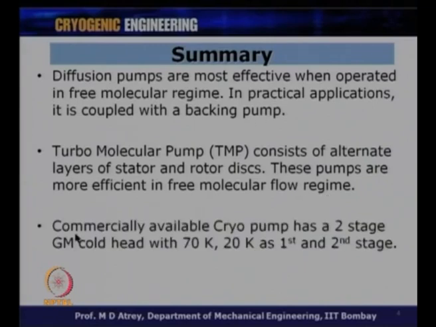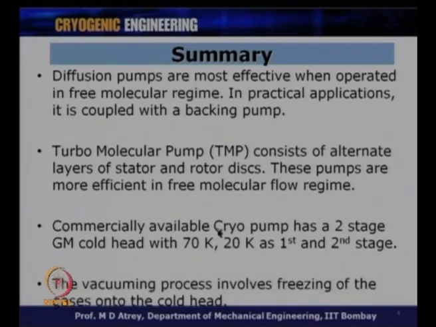Then we got a cryo pump, which gives us clean vacuum. When oil is a concern, a clean vacuum is always preferred using a cryo pump. Commercially available cryo pumps normally have a 2-stage GM cold head or cryocooler, with the first stage at around 70 to 80 Kelvin, while the second stage will be around 15 to 20 Kelvin. Based on the temperatures generated on these first and second stages, various gases will get frozen on the surfaces. The vacuuming process involves freezing of the gases onto this cold end, and the vacuum is generated. This is in short the summary of the entire vacuum topic.